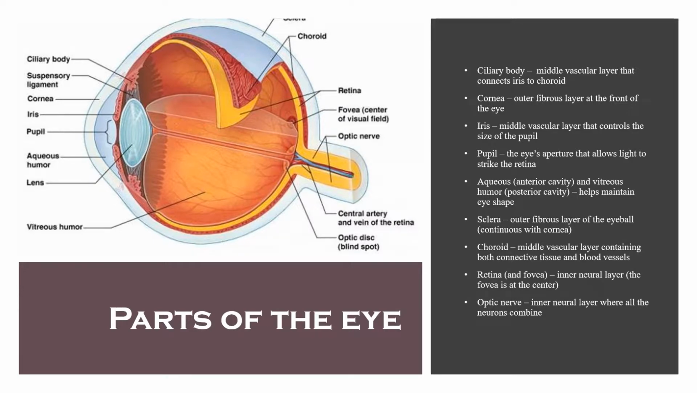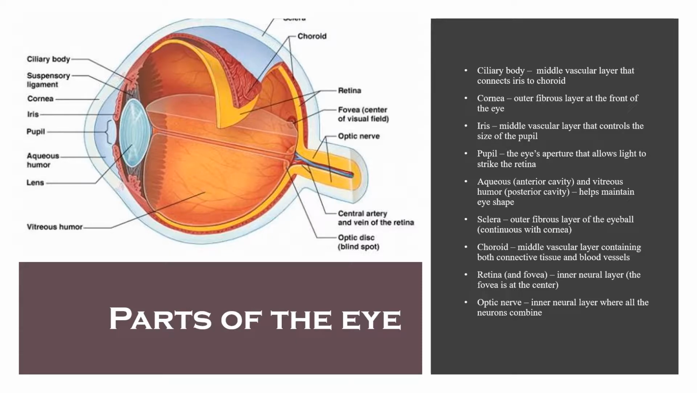blood vessels. The cornea is the outer fibrous layer at the front of the eye. The iris is also a middle vascular layer that controls the size of your pupil. The pupil being the eye's aperture that allows light to strike the retina. Now the aqueous and the vitreous humors help maintain the eye shape. The aqueous humor is located in the anterior cavity. The vitreous humor is located in the posterior cavity.